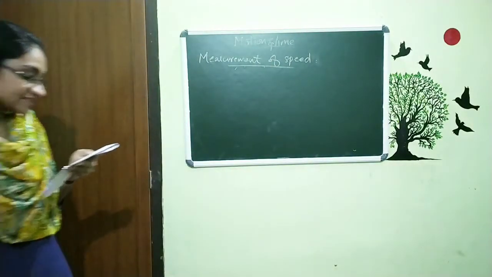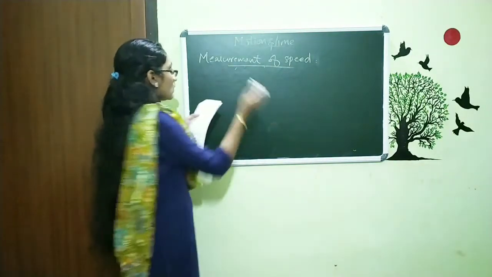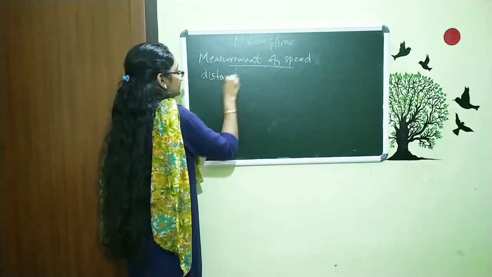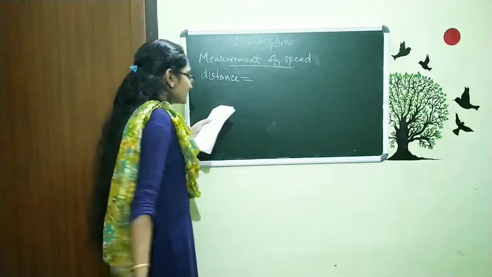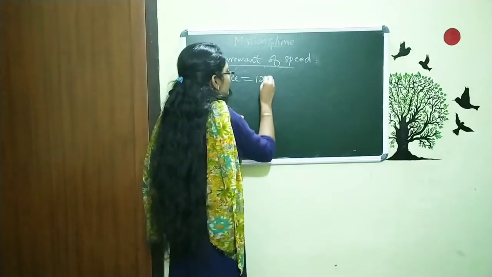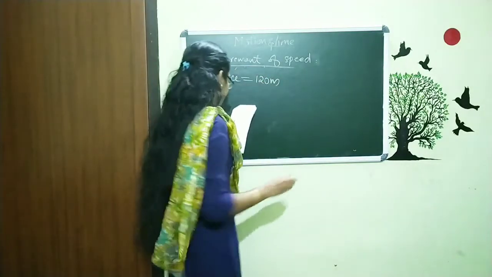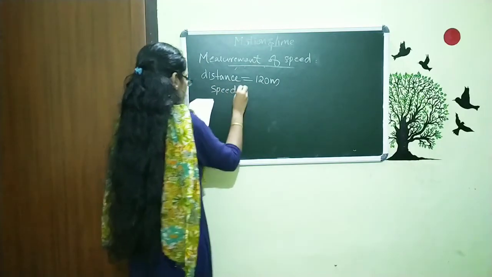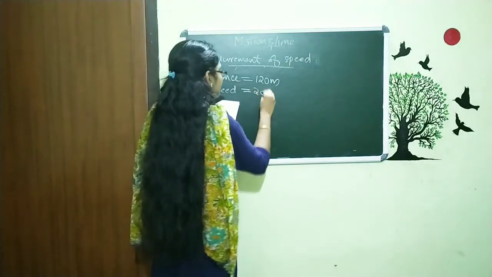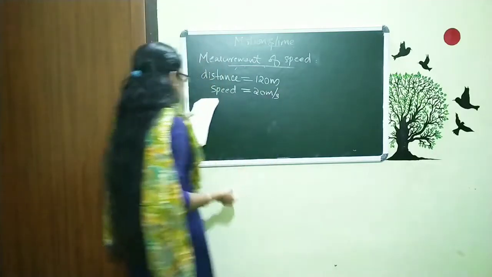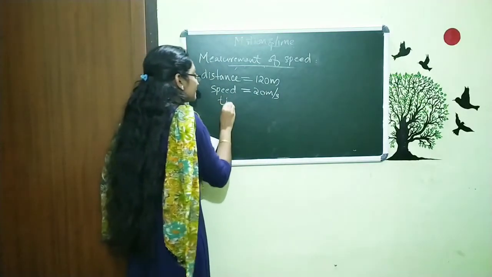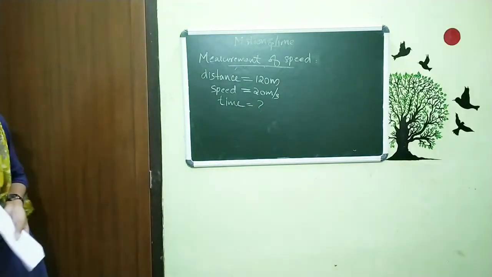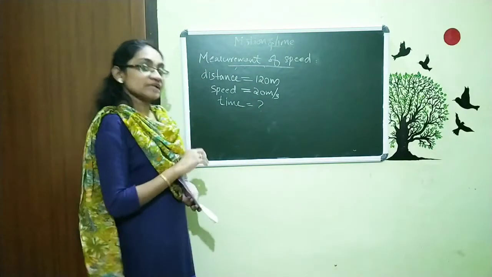And now one more very simple question. A ball rolls a distance of 120 meter with a speed of 20 meter per second. Find the time taken by the ball. This is the question. So what is the equation we know?